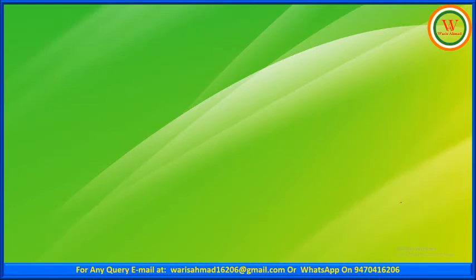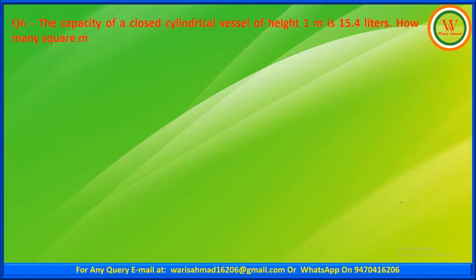Now let us consider question number 6. The capacity of a closed cylindrical vessel of height 1 meter is 15.4 liters. How many square meters of metal sheet would be needed to make it?